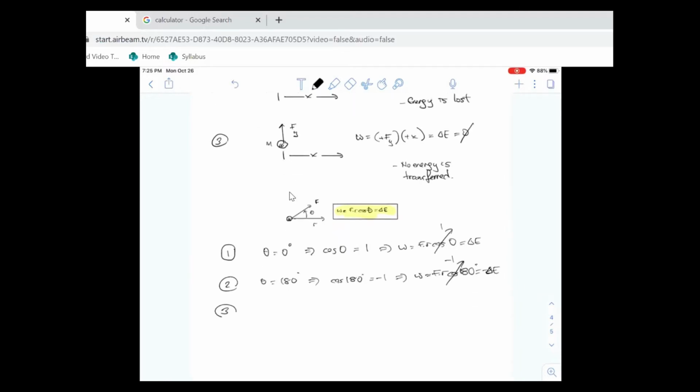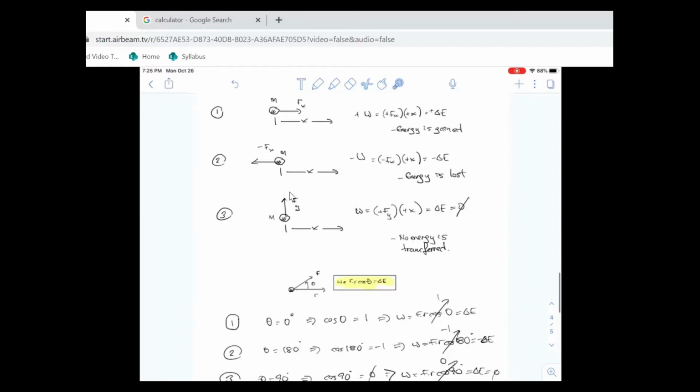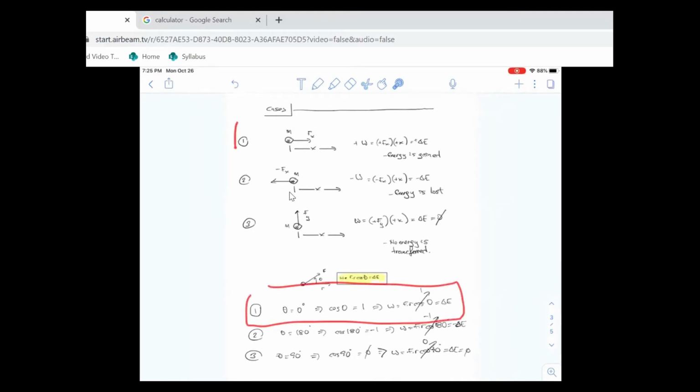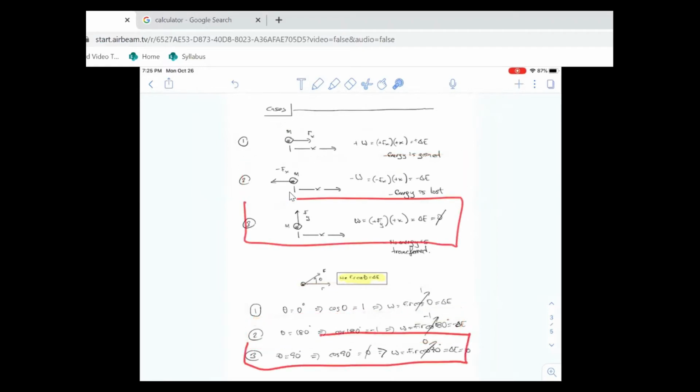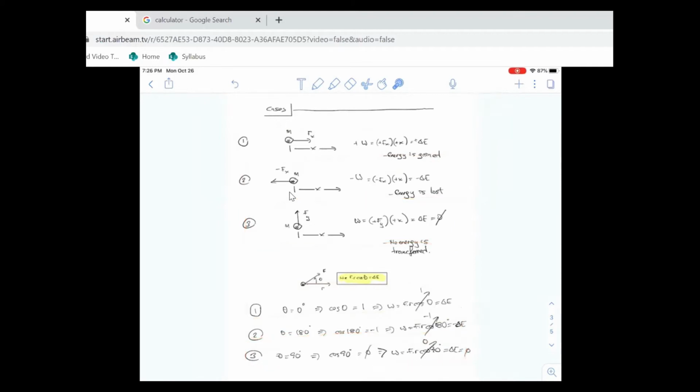Okay, so case number 3. If the angle is 90 degrees, what do we get? Cosine of 90 is going to be 0, right? So it's going to be FR cosine of 90 degrees. Okay, so this is going to be 0. So delta E is going to be 0. So no energy is being transferred. Okay, so this is the first case, which is the same as this. Here's the second case, which is the same as this. And when it's 90 degrees, cosine of 90 is going to be 0, so that's the third case. Okay, so it worked out nicely.